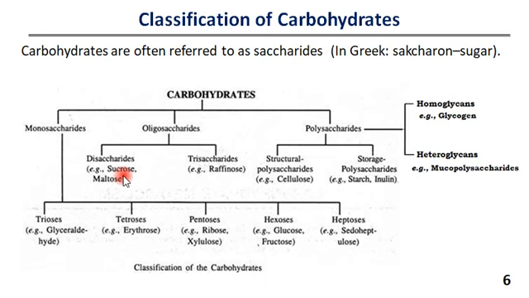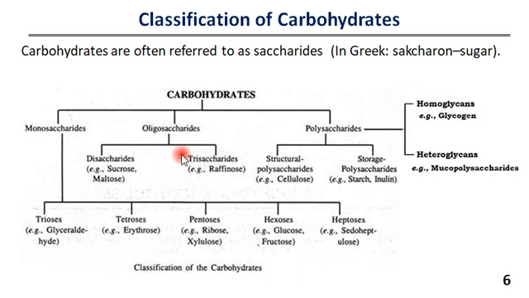Example is sucrose. Sucrose is made up of glucose and fructose. Another example is maltose. Maltose is made up of glucose plus glucose. One more example of disaccharide is lactose. Lactose is made up of galactose and glucose.